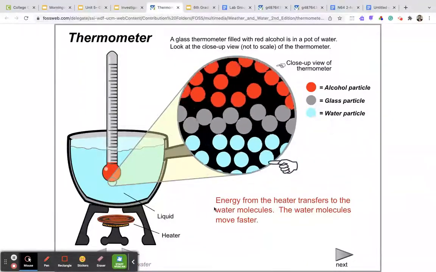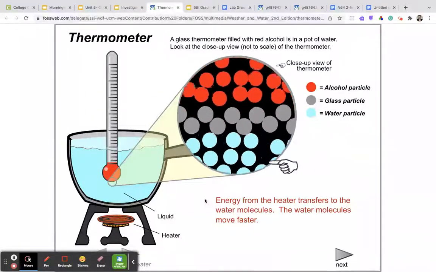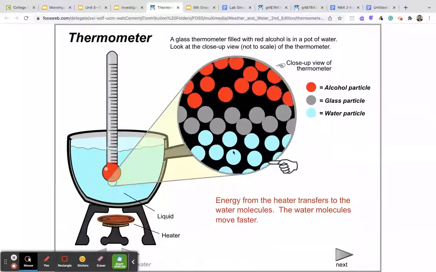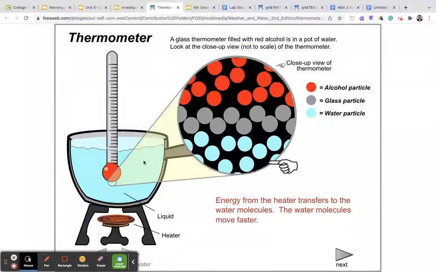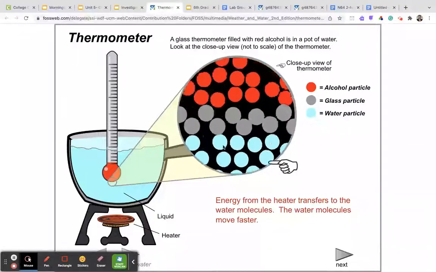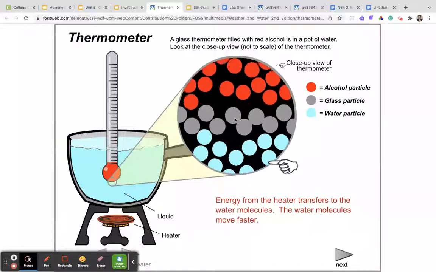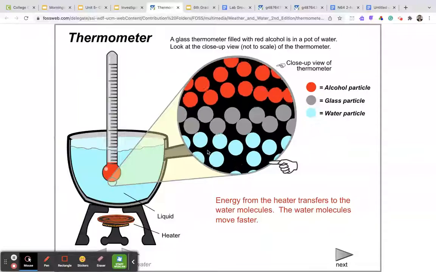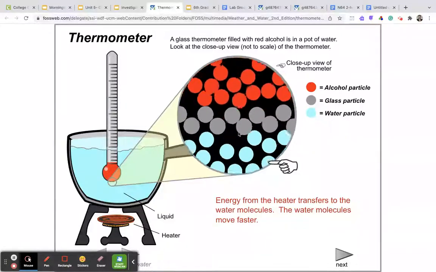And as you can see, the energy from the heater transfers to the water molecules, and the water molecules start moving faster. Since our molecules are moving faster, we know that they have a higher kinetic energy and the water inside is heating up. And we looked at where the energy transfer is going to take place next. A lot of students think that the water is going to transfer its energy up into the alcohol right away, but there's a barrier in between. Before it can transfer to the alcohol, the water has to transfer its energy first into the glass particles.